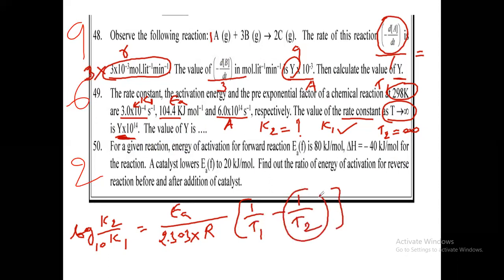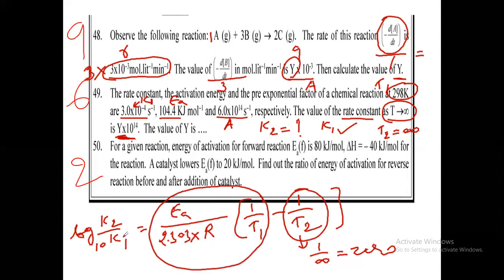Here 1 by T2 means 1 by infinity, right? 1 by infinity how much? 0. So 1 by T1 is 1 by 298. So this value we have to calculate. Then we can take the K2 by K1 value. On substitution we'll get this total value, 18.3, suppose. This total value we'll get as 18.3. Is that clear?